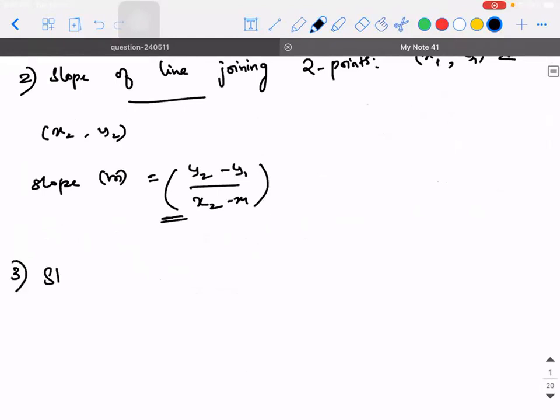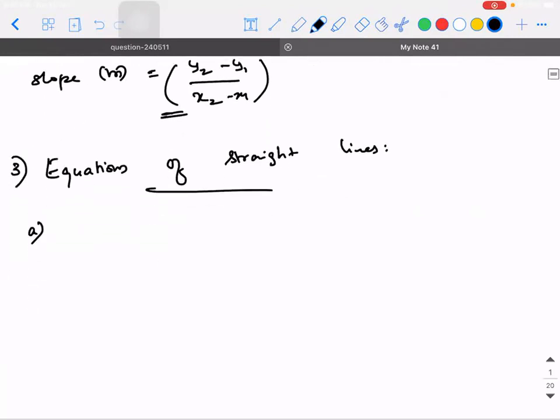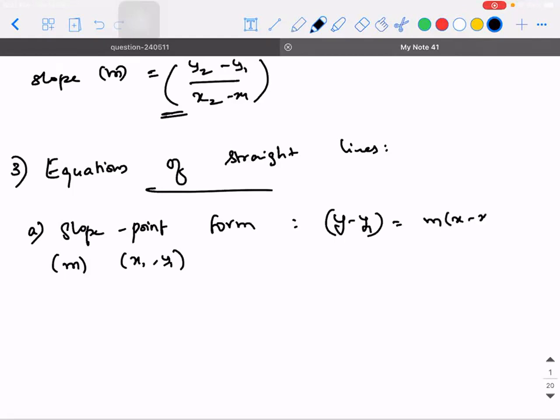Third, equations of straight line. What are all the equations of straight line that are there? First, slope point form. In this, what will be given and what will be asked? The name is suggesting slope, that is m will be given and the point will be given. So y minus y1 is equal to m into x minus x1.